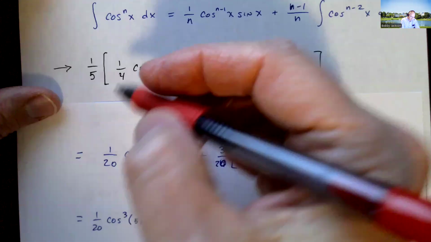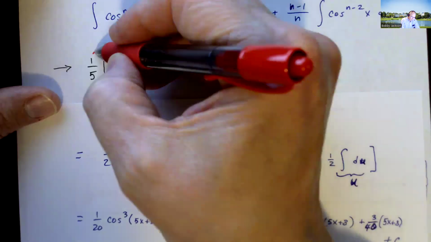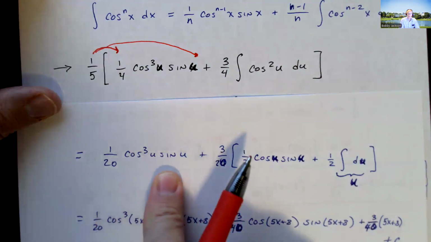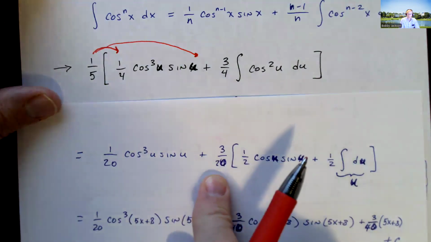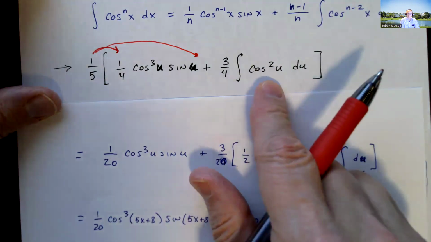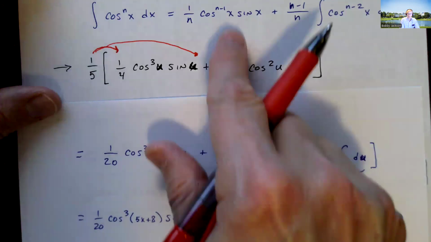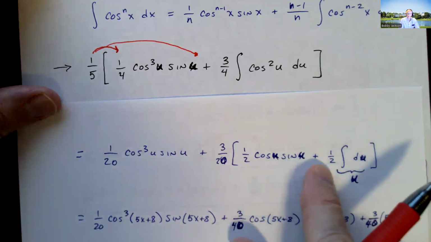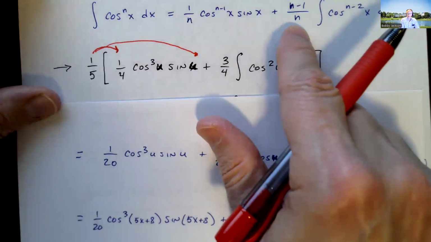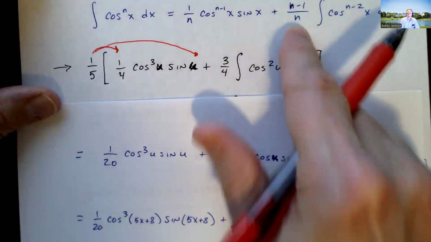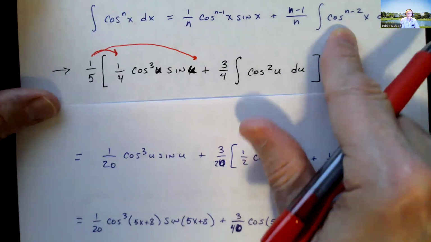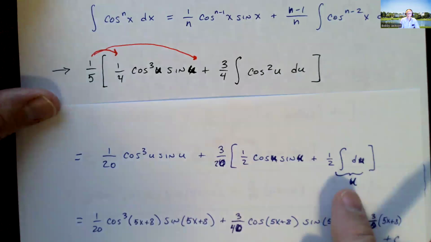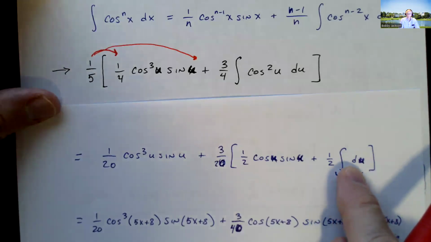I'm going to distribute the 1/5 through here, and I'll get 1/5 times 1/4, 1/20 cosine cubed u sine u. 1/5 times 3/4 is 3/20. And then what's cosine squared u? Well, plug in n equal to 2. I get 1/2 cosine of 2 minus 1, which is cosine to the first power, just cosine u, sine u, plus n minus 1 over n, which is 1 over 2. And then notice I get cosine to the 2 minus 2, cosine to the 0 power. What's cosine to the 0 power of x? Well, we consider that to be 1. So this is the integral of 1, which is just u.